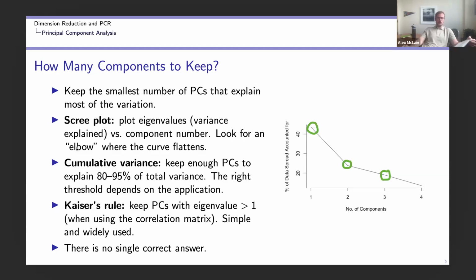Okay, so we have the scree plot method with the elbow. The cumulative variance is another way to determine how many principal components to keep. And then finally, we have Kaiser's rule, which says keep all the principal components that have an eigenvalue greater than 1. So it's a very simple method, deterministic, widely used. There's no correct answer here. So I'm just giving you the different methods that are out there. Any questions on that?